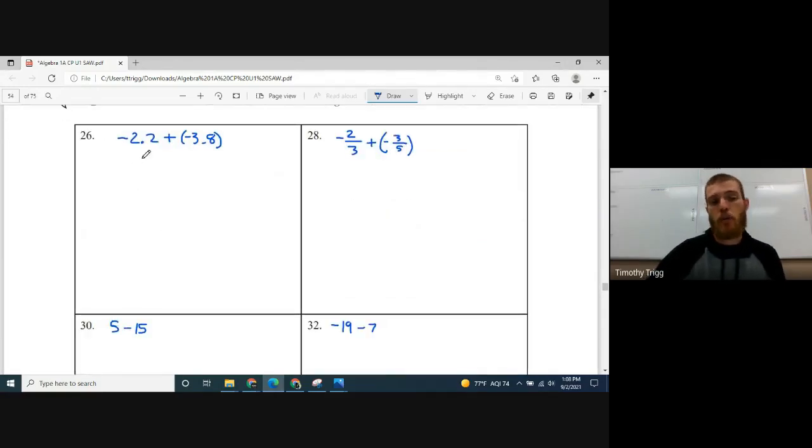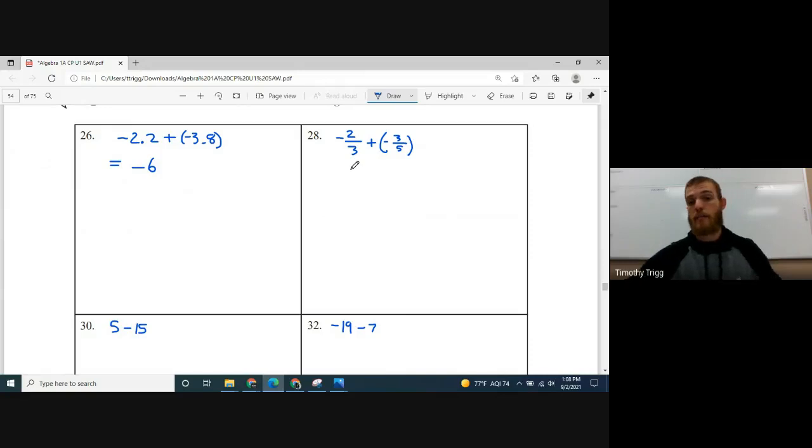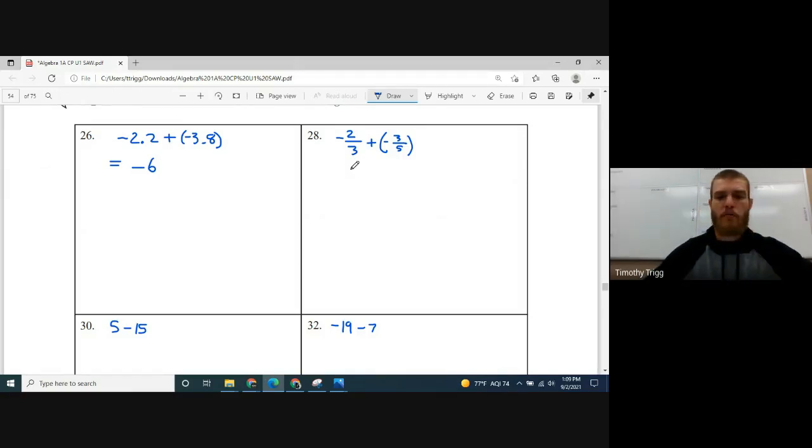26, negative 2.2 and negative 3.8. Again, they're both negative, so they kind of just add together, right? So that's going to be negative 6 equals negative 6. When it comes to adding or subtracting fractions, you need to have a common denominator. So that's the first thing we want to look at here. And I know we covered that in the guided practice, how to find a lowest common denominator. But for these two numbers, the lowest common denominator is actually going to be 15. So we're going to change both our denominators to have a denominator of 15.